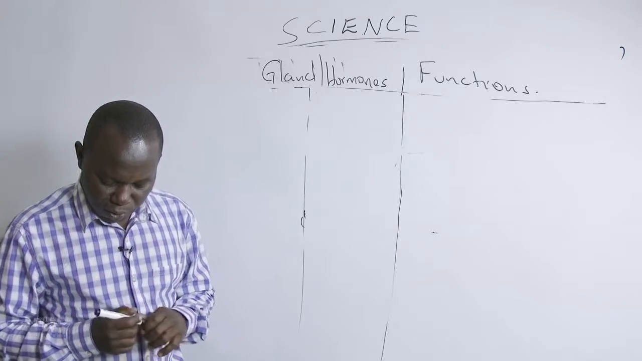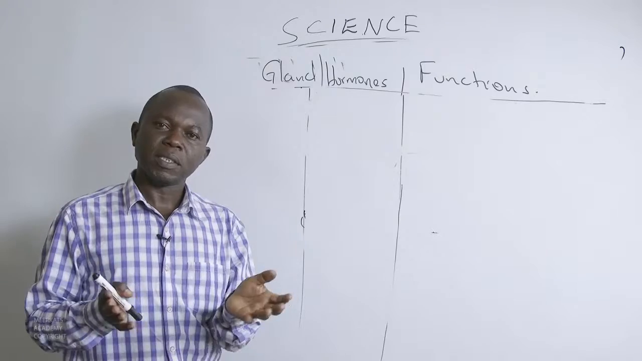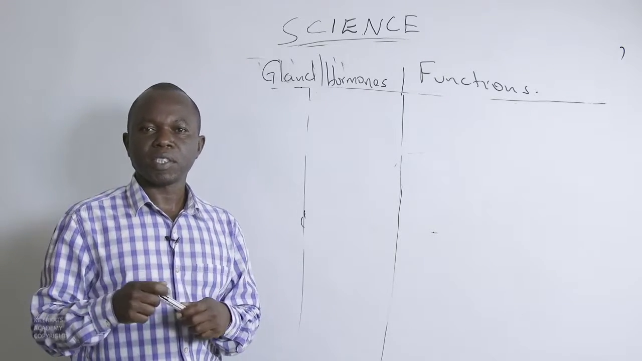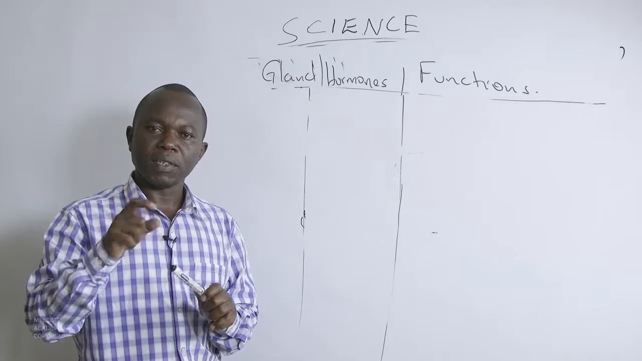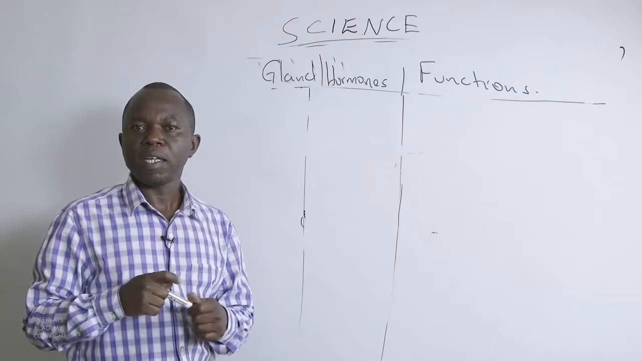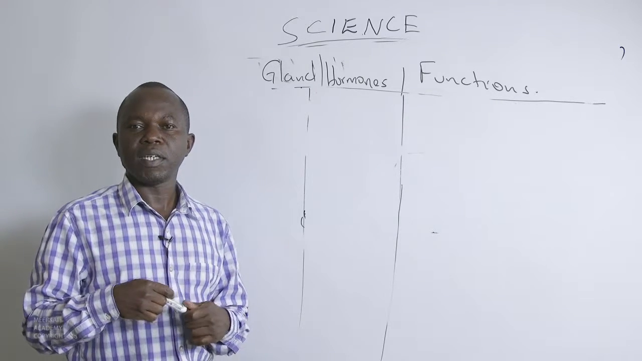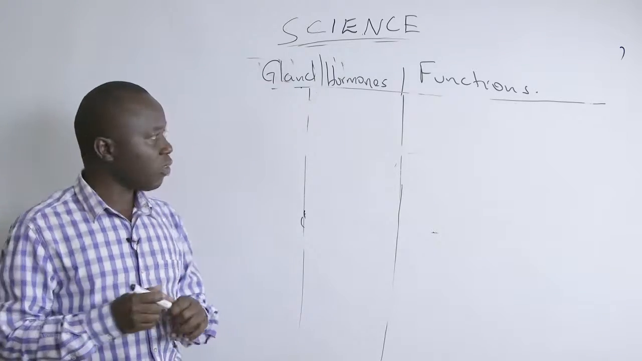We say that progesterone maintains pregnancy in two ways: by increasing blood supply, that is increased vascularization of the endometrium, and also causing thickening of the endometrium, so that implantation of the embryo can take place. So I want to move on.